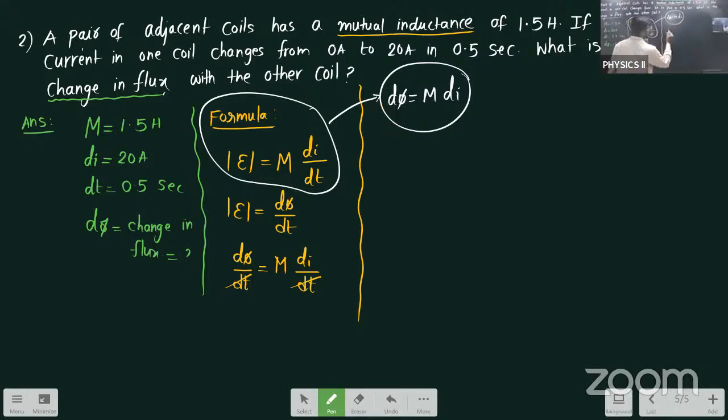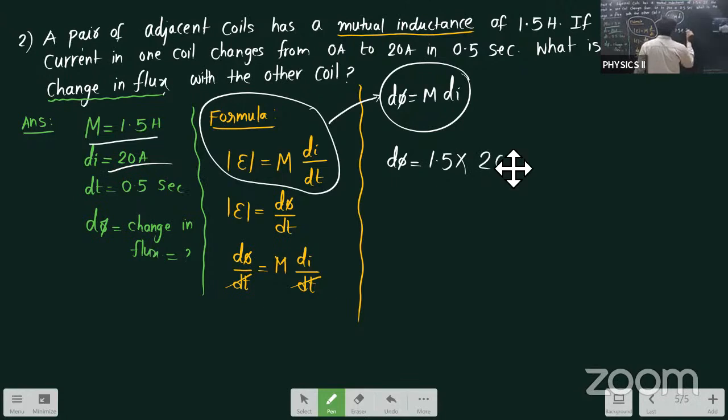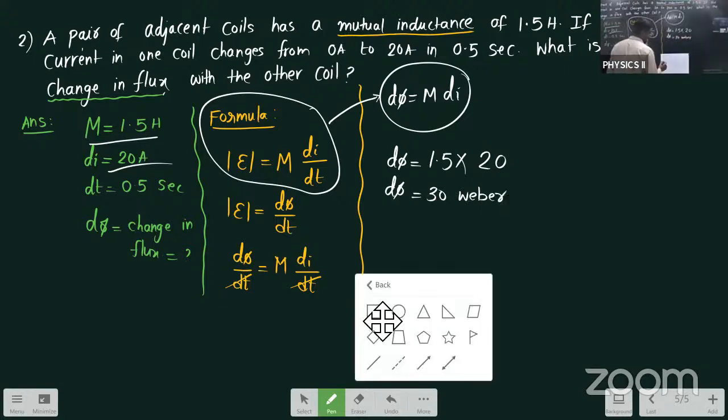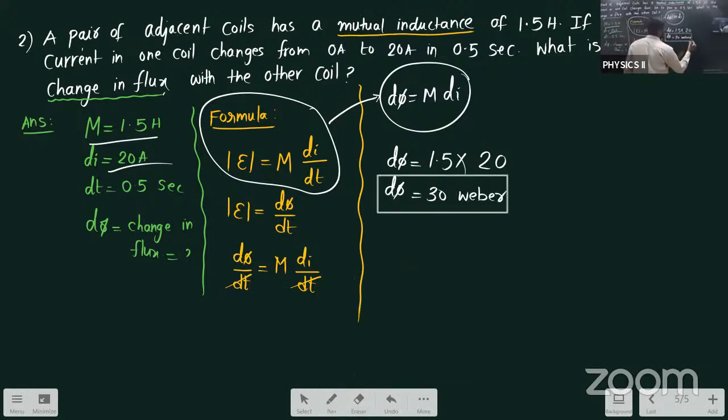So see here, let us substitute the values. d phi is equal to, what is the value of M given in the question? 1.5, into what is the change in current given in the question? 20. So d phi is equal to 1.5 into 2 will become 3, and another 0 is there. This will become 30 Weber. Remember this unit. For units, you will be getting the marks. So this is the final answer.